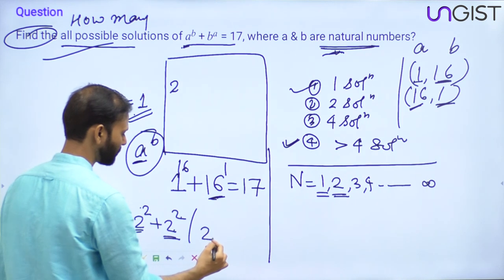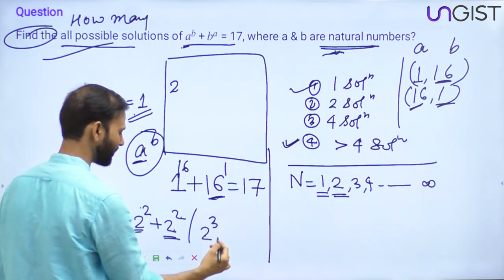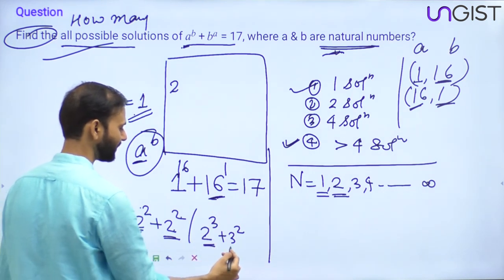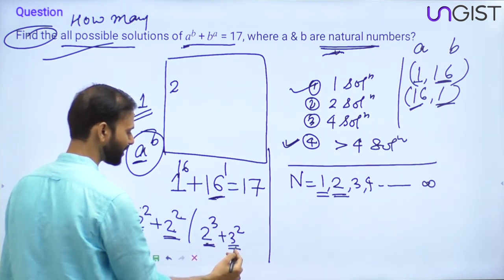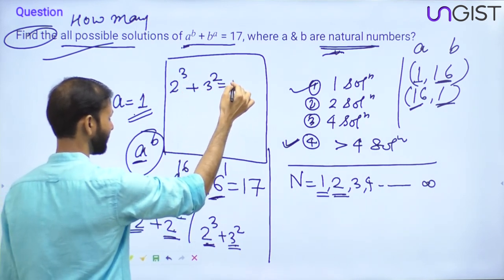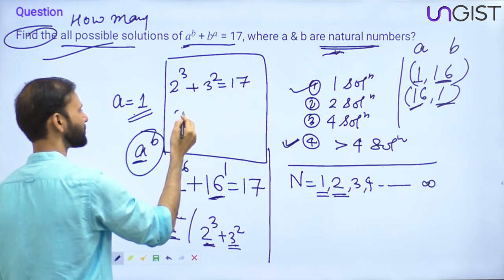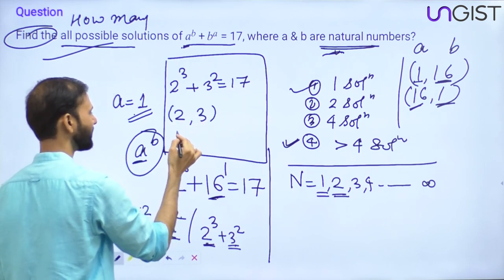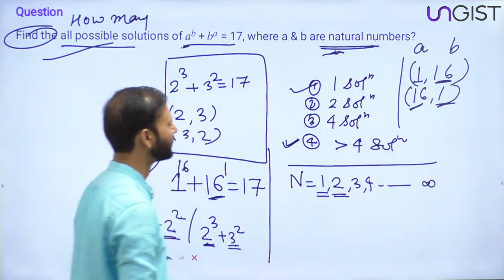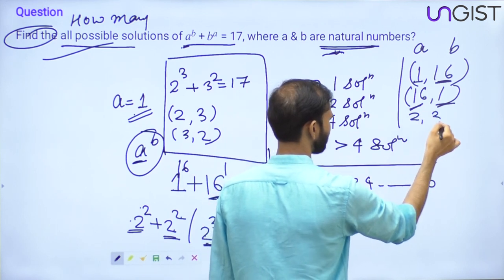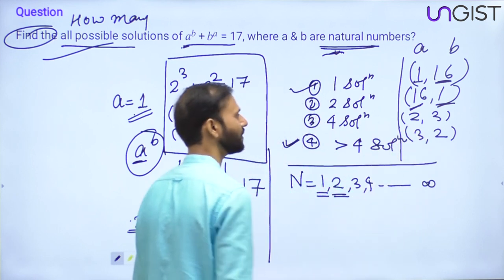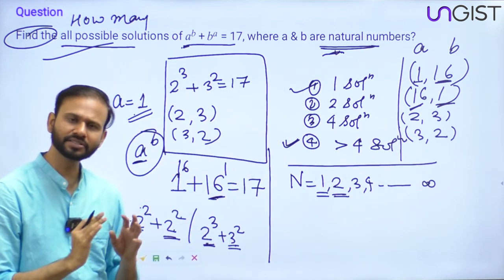So now, just talk about 2 and 3. So 2 raised to the power 3 plus 3 raised to the power 2. Just think over it. 2 raised to the power 3 is 8 and 3 raised to the power 2 is 9. 8 plus 9 is 17, yes, correct. So 2 raised to the power 3 plus 3 raised to the power 2 is 17, it is correct, right. So here 2 and 3 is one pair and 3 and 2 is also another pair. So this is 2, 3 and 3, 2. Everybody clear? After that, any other solution which is possible?